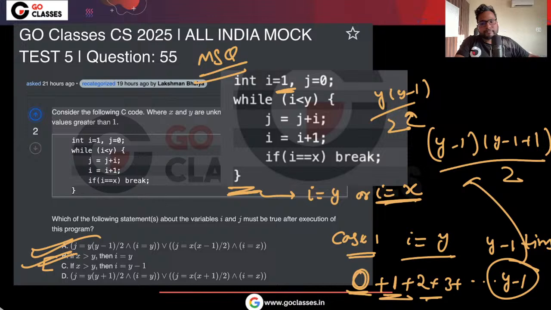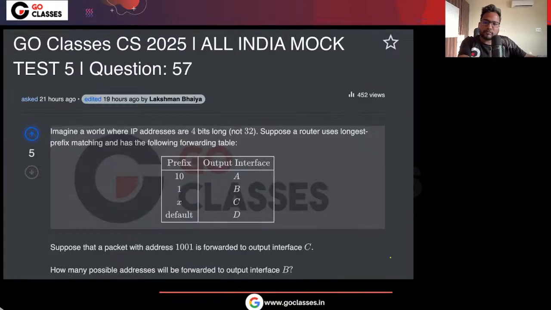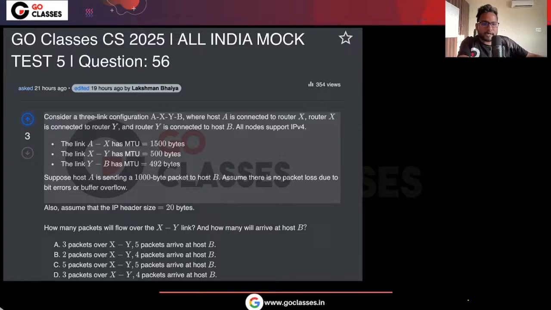Okay, now let's see this question. This question was again a 2-mark question, and this was also an easy question. What they are saying: host A is connected to router X, router X is connected to Y, and Y is connected to B. I think I have the diagram. Okay, the diagram is not there, so let me just try to solve this question.